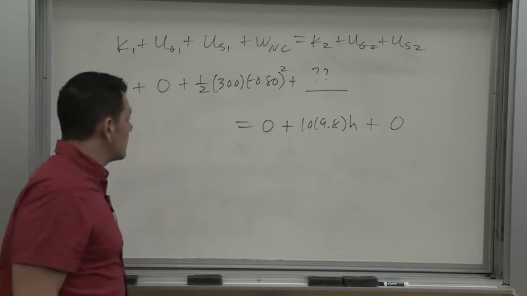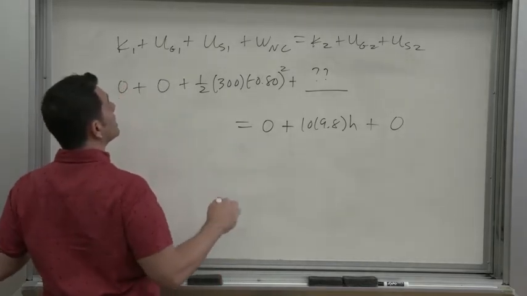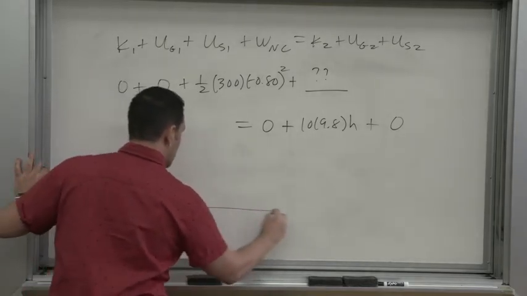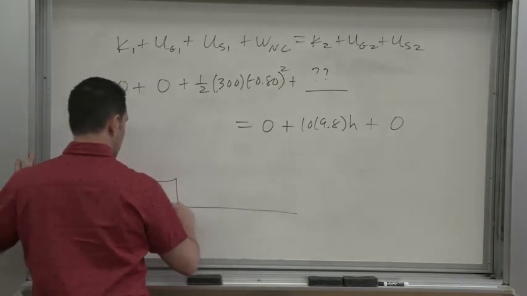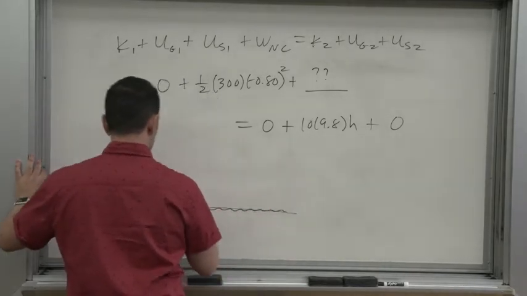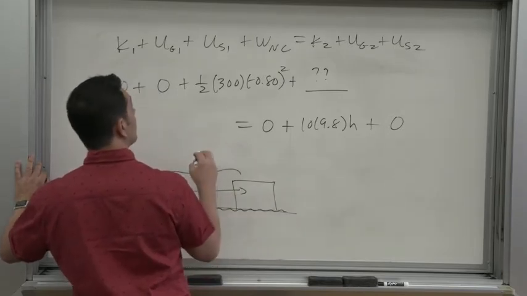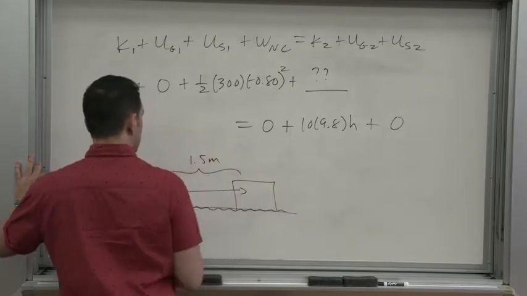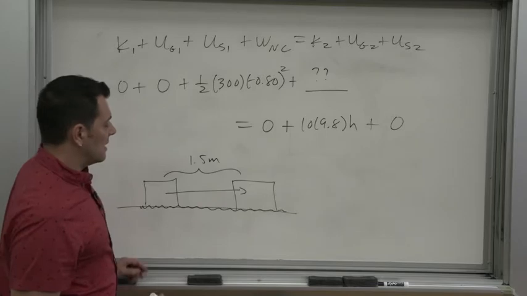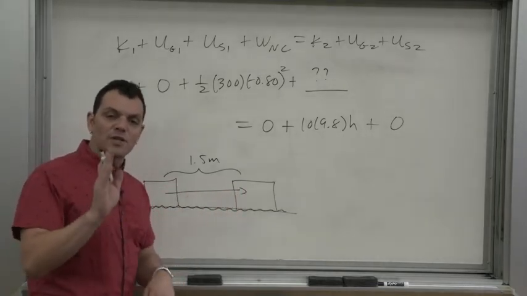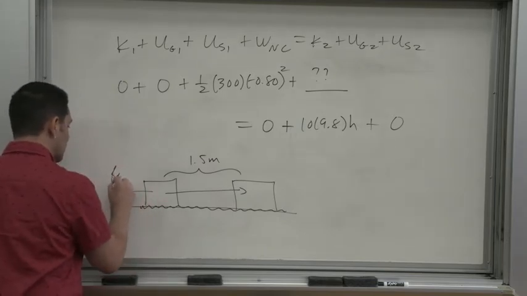Okay, so what do we do here? We need to find the work done by the non-conservative force. Let's imagine that the block is sliding to the right across a surface where there's friction. As it goes from here to here, it undergoes a displacement of 1.5 meters. What is the force of friction going to be on this thing? For horizontal motion, the normal force and gravity cancel each other out. So the force of friction is acting back in this direction.